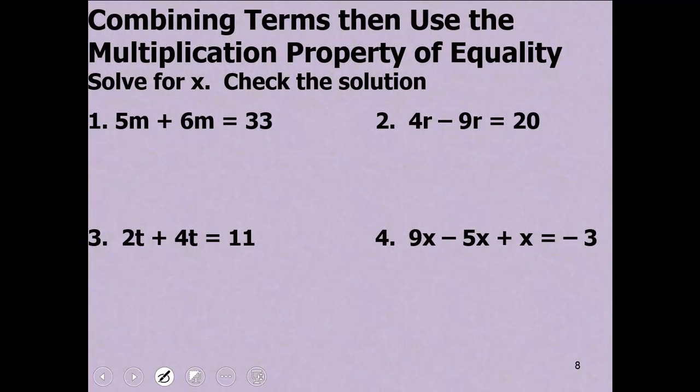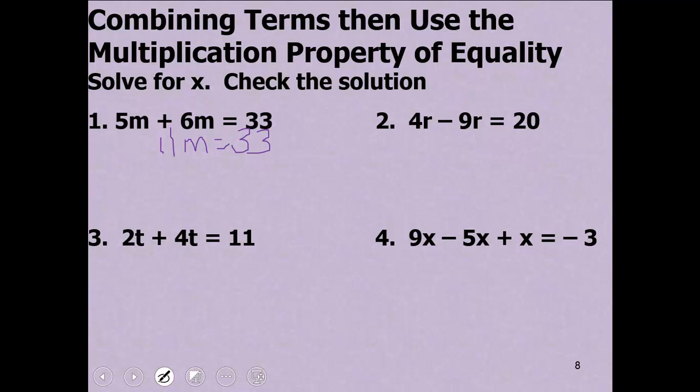All right. Now we might need to combine some terms and then use the multiplication property of equality. So I look here and I ask myself, do I need to combine anything on the right-hand side? On the left-hand side? Well, yes, I do, because I have a 5m and a 6m, so that makes 11m. Do I have anything to move away from my variable? No. Now I want to undo my coefficient.